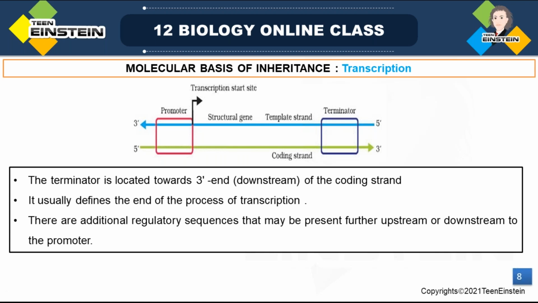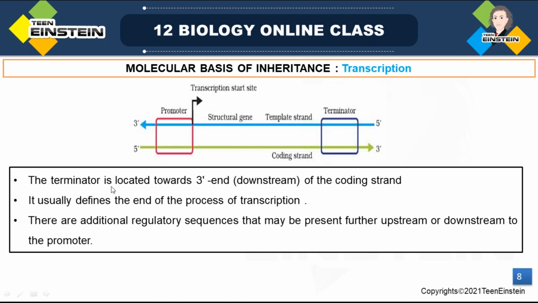In between, additional sequences called regulatory sequences may also come. Here you can see a regulatory sequence may come that will be present at the 5' or 3' end, near or far to this promoter.